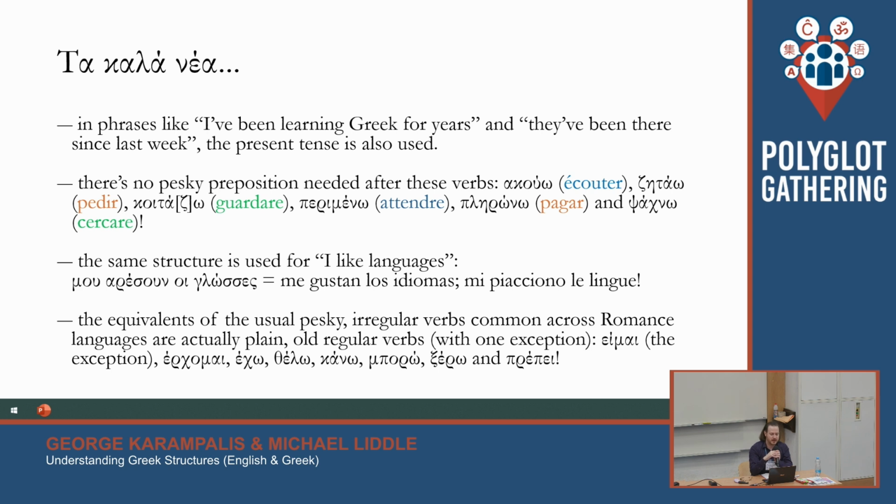And then if you want to say I like something, same structure. It's me gustan los idiomas, mi piacciono le lingue, μου αρέσουν οι γλώσσες.